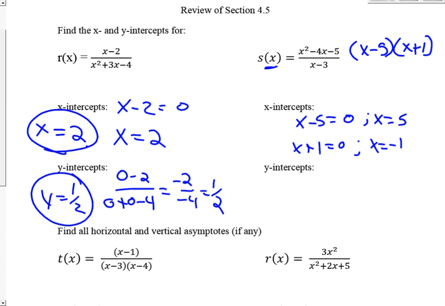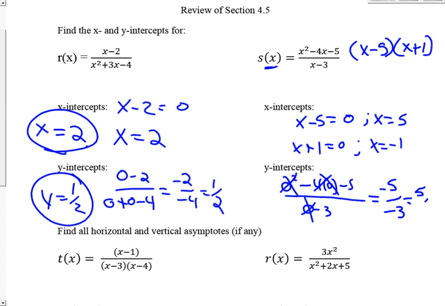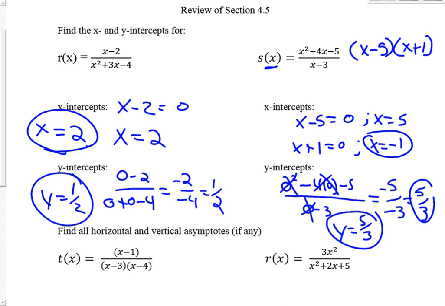And the y-intercepts, we go back to the original equation, and we plug in 0. So we're going to get 0 squared minus 4 times 0 minus 5, and 0 minus 3. All the x terms cancel out because those are our zeros, and we get negative 5 over negative 3, which is positive 5/3. So y equals 5/3. And that was x equal negative 1. Okay? Any questions on those?